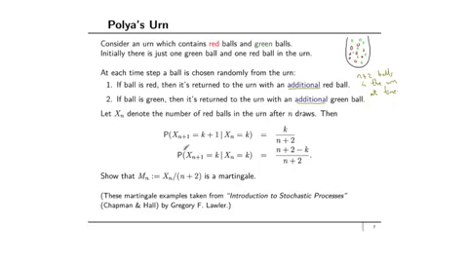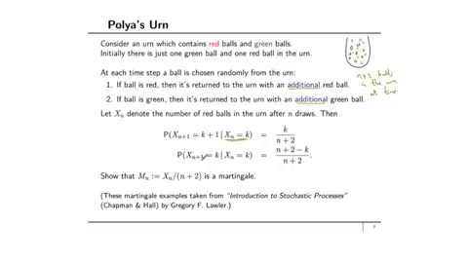Then, if Xn is equal to k, Xn+1 can only take on 2 possible values. It will take on the value k plus 1 or the value k. It will take on the value k plus 1 if the ball we draw on the n plus 1 play is a red ball, and that will occur with probability k over n plus 2. K because there are k red balls in the urn, and n plus 2 because n plus 2 is the total number of balls in the urn.